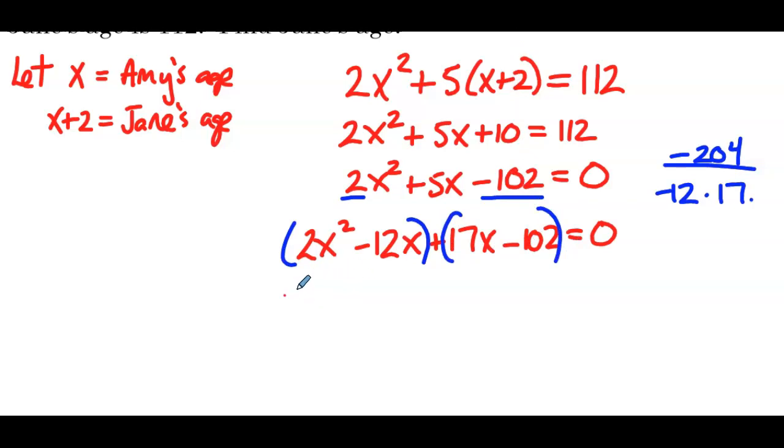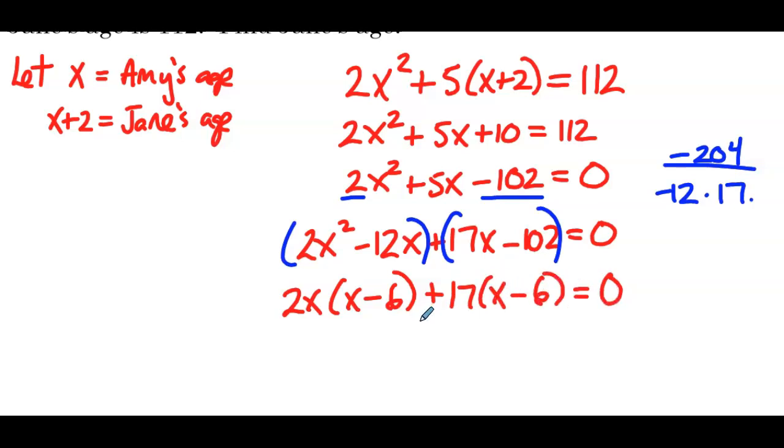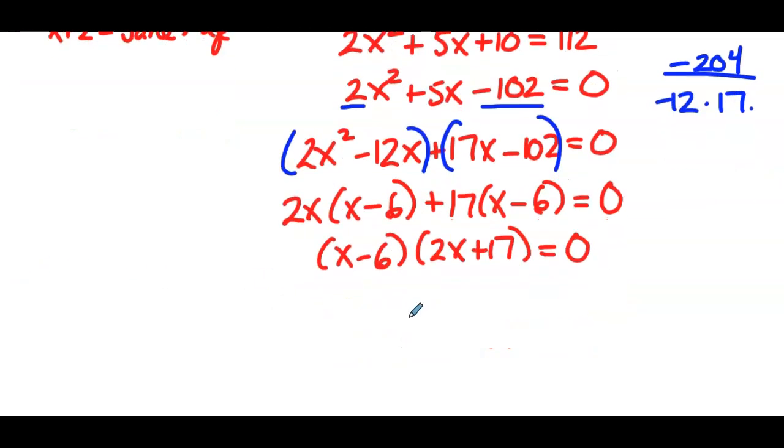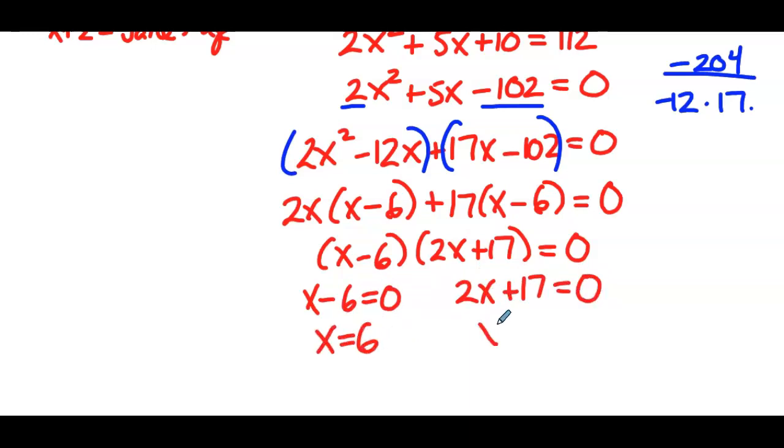So GCF of the first two is 2x. We're left with x minus 6. And then GCF of the next two is 17. We're left with x minus 6. Take out a greatest common factor of x minus 6. We're left with 2x plus 17 equals 0. So either x minus 6 equals 0 or 2x plus 17 equals 0. So either x equals 6 or x equals negative 17 over 2.